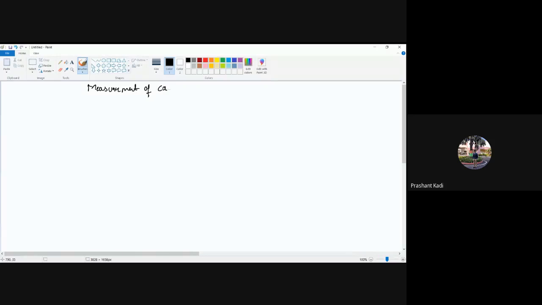Measurement of capacitance. The first method is, how do we pronounce this? De Sauty bridge.